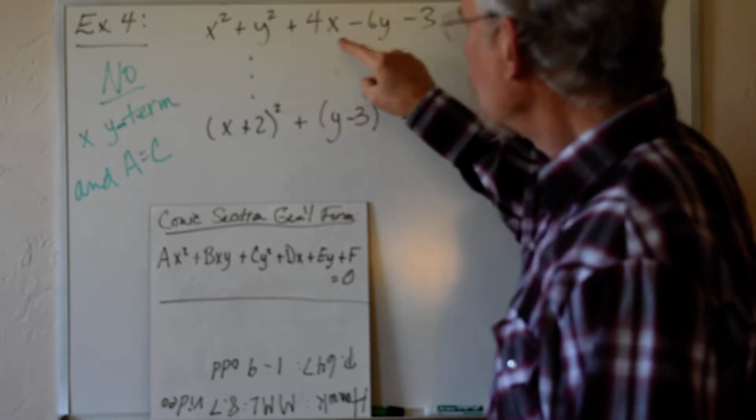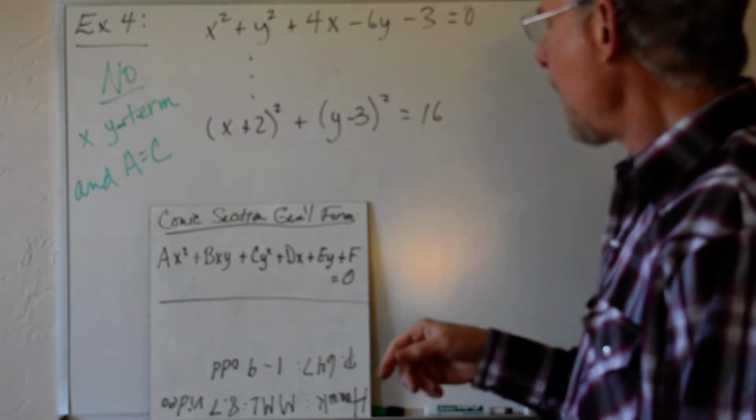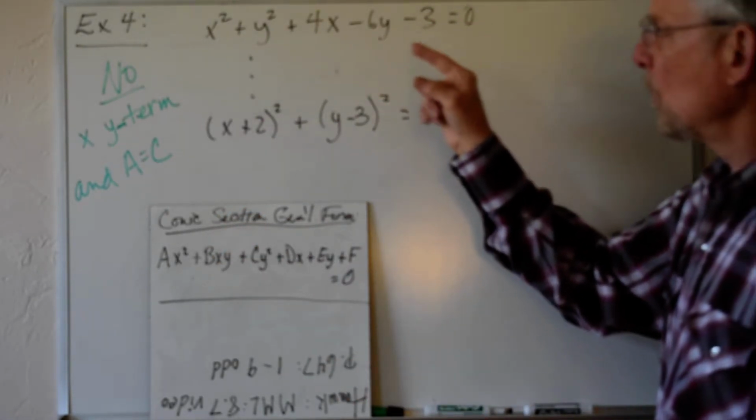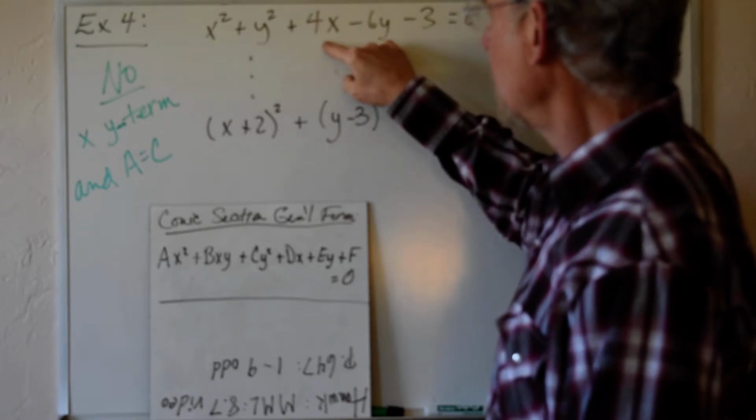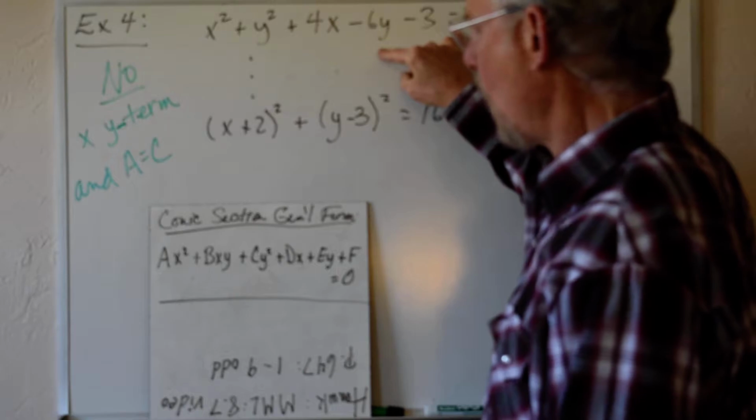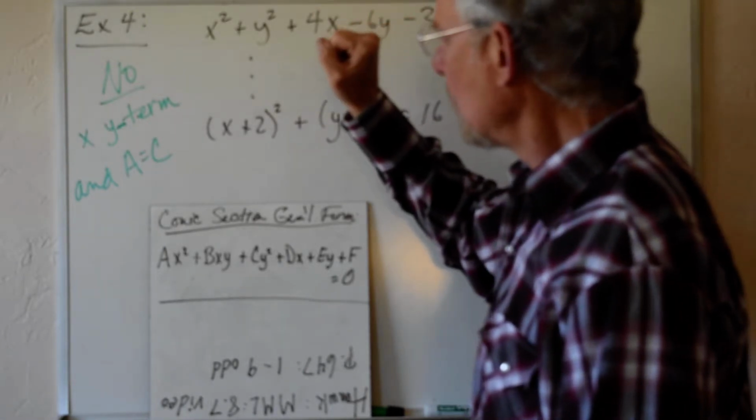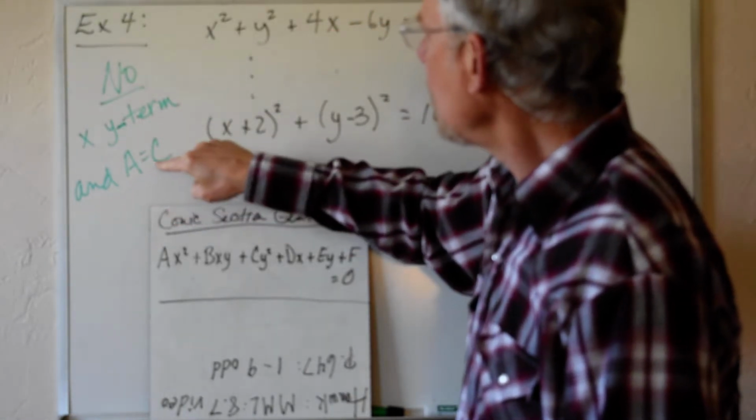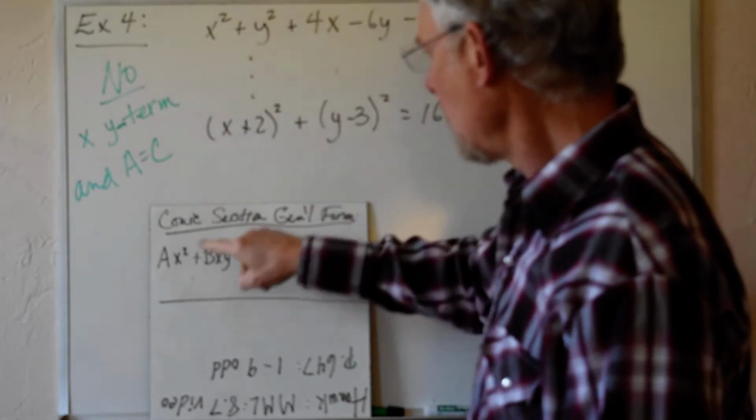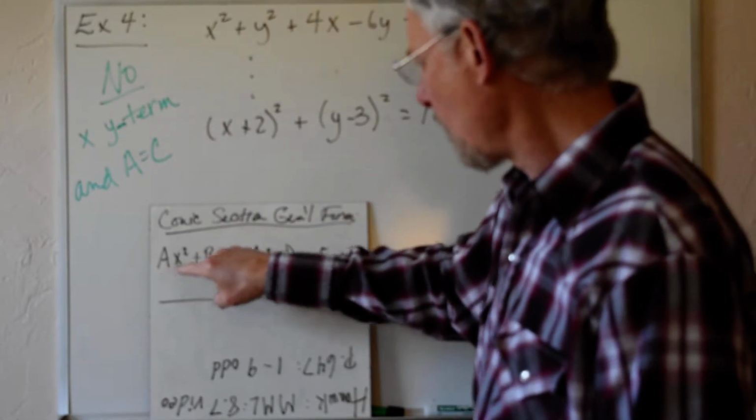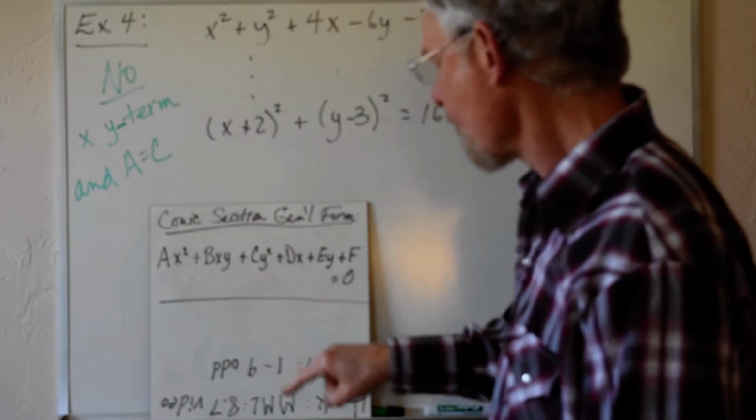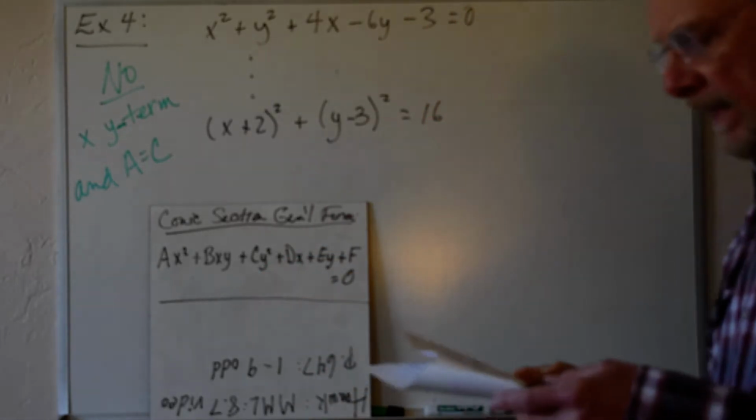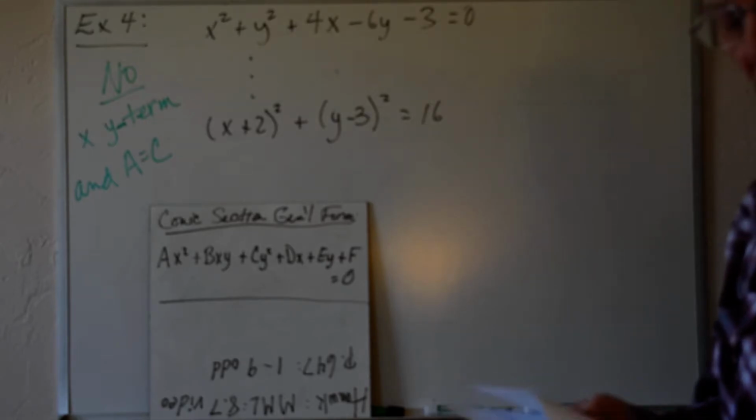Okay. So you see what makes a circle. When you look at all the terms, you're going to have an x squared term, you're going to have a y squared term. You might have an x term, you might have a y term. And A equals C, right? The coefficient of the x squared term matches the coefficient of the y squared term. That's what tells you it's going to be a circle when you go ahead and graph it.